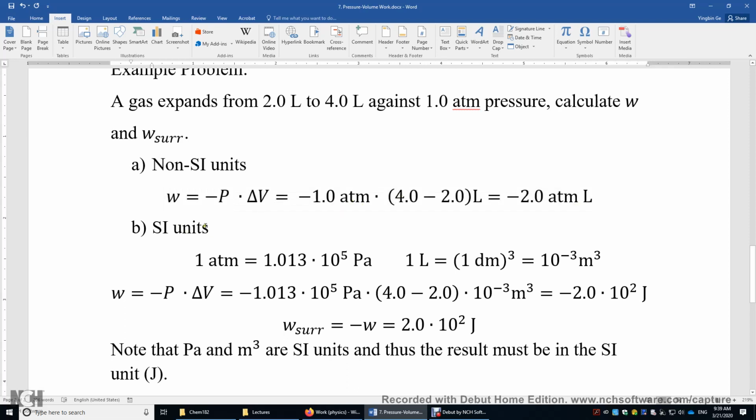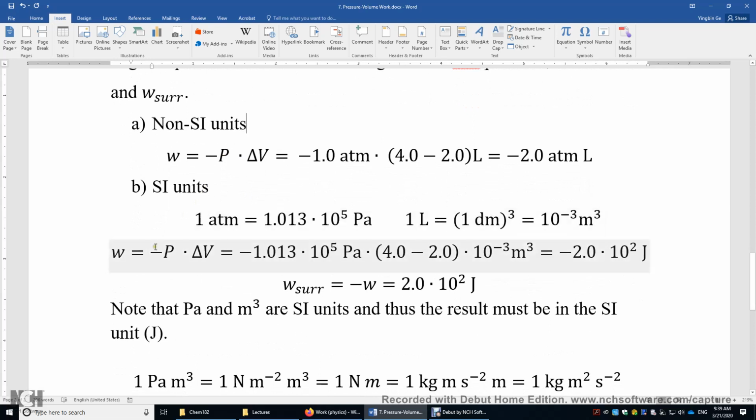Now let's use SI units. 1 atm is equal to 1.013 times 10 to the power 5 pascals. 1 liter is 1 decimeter to the power 3. 1 decimeter is 0.1 meter. So if you have 0.1 to the power 3, you get 10 to the power negative 3.